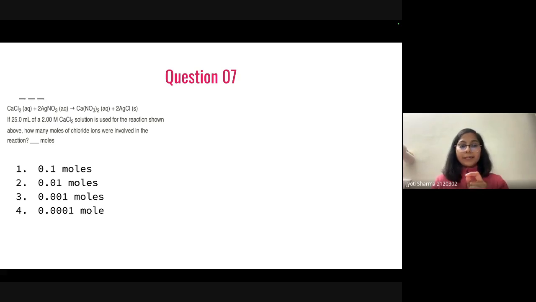The only tricky thing is that whatever the molarity of CaCl2, you have to multiply it with 2. Why 2? Because each molecule of CaCl2 gives you 2 chloride ions. So you have to multiply it with 2 to get the number of moles of the chloride ions. So now can you calculate it?